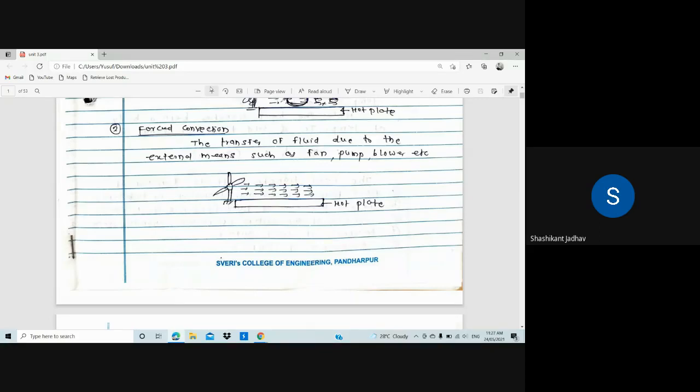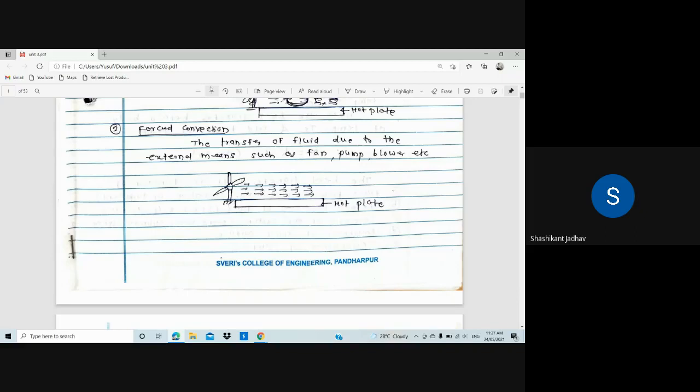So this is about free convection and forced convection. Okay, so this is about what is meant by convection, what is meant by natural convection, and what is meant by forced convection.